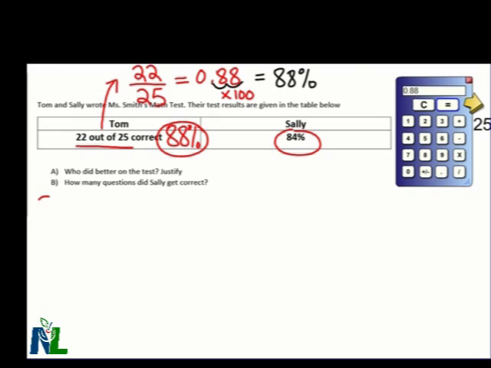So if we come down and we answer question A and B, question A saying who did better on the test? Well, once you have them both in one form, it's worth mentioning here that you could have converted Sally's percentage into a fraction in lowest terms and compared it with Tom's if you wanted to do it that way as well. But I just choose to work with percentages. So the answer to A is Tom did better.